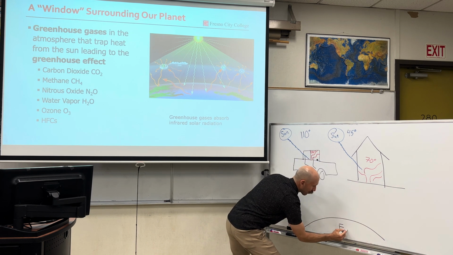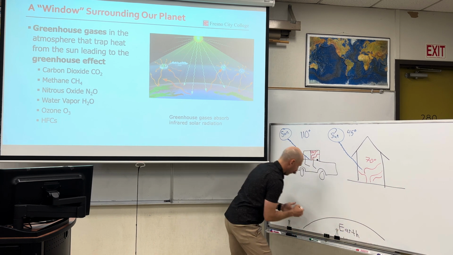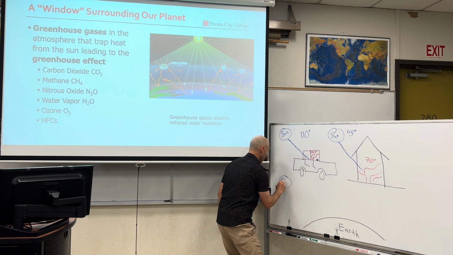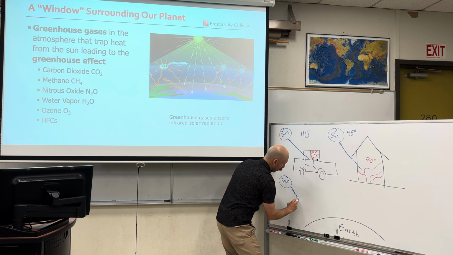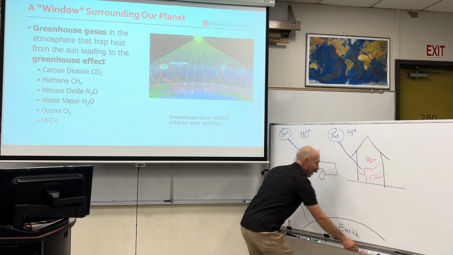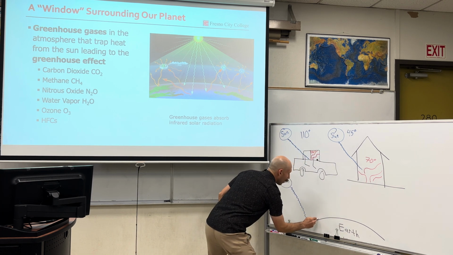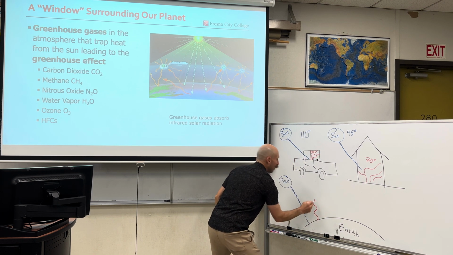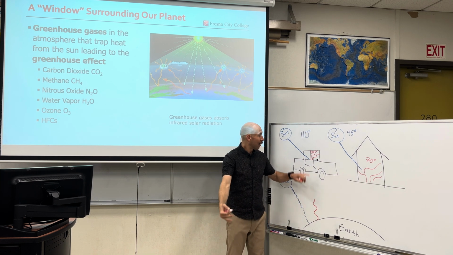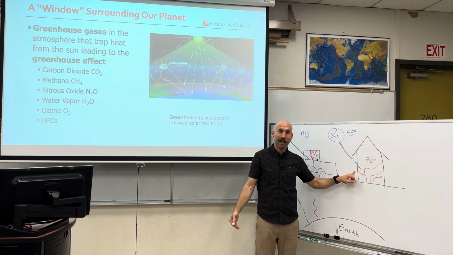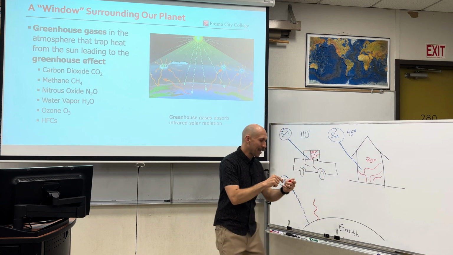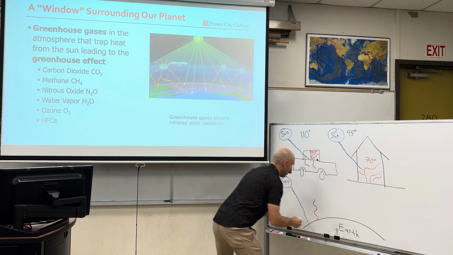Here's Earth. Earth's atmosphere. Light from the sun comes down, heats up the surface of the Earth, but then Earth emits that heat, and the heat is trapped, not by glass or plastic, but by particles in the atmosphere known as greenhouse gases.